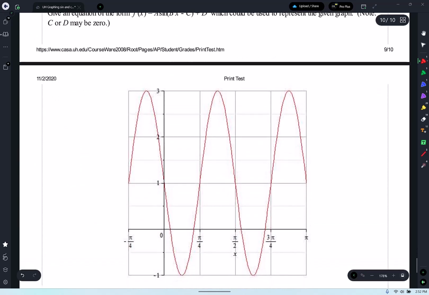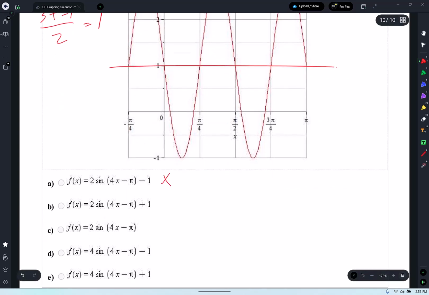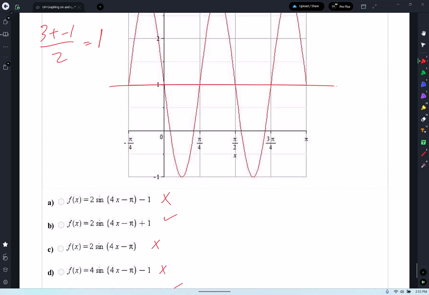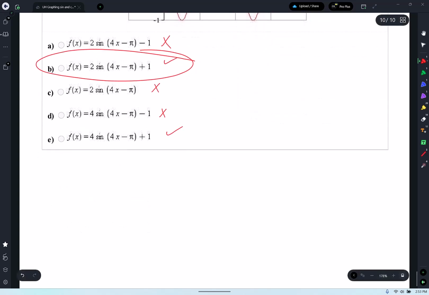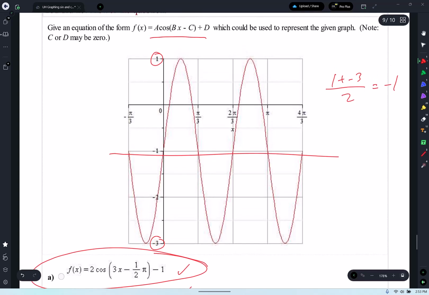All right, so I look at it. I see a max of 3. I see a min of -1. 3 plus -1 divided by 2. So that is going to be a 1. So there's my midline at 1. So out, maybe. It's between B and E. Next, what's the amplitude? 2 again. So it is B. Do you see how we did it? Okay. That's it. And look how fast we did it.